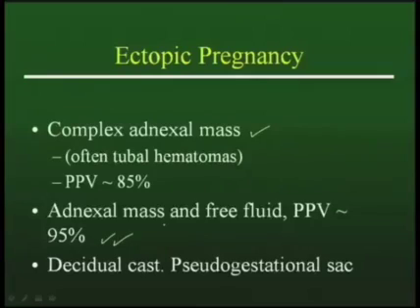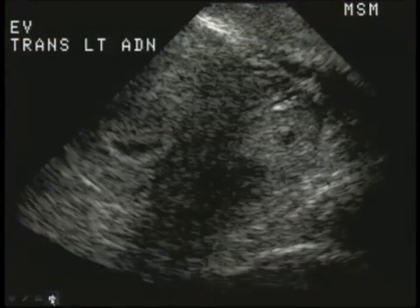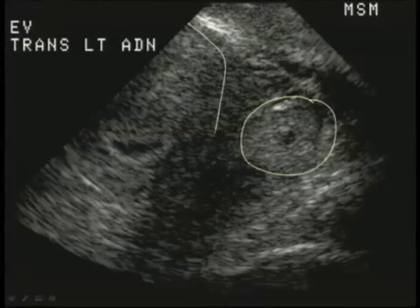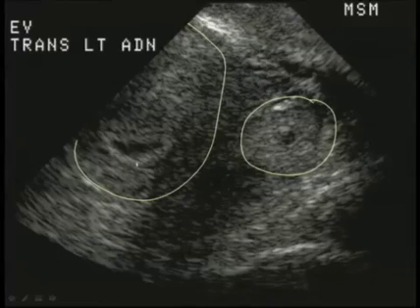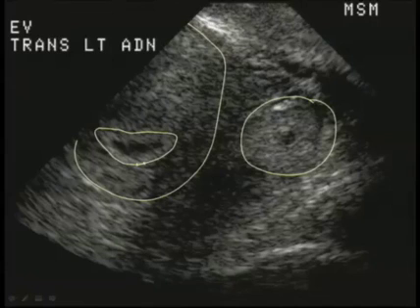Occasionally you'll see reference to the decidual cast or the pseudogestational sac of pregnancy. The pseudogestational sac occurs in the setting of ectopic pregnancy and represents a sloughing of the decidua into the uterine cavity. Here is an example of that. Here is the ectopic pregnancy out in the adnexa, and within the uterus you have a small amount of fluid that could feasibly be mistaken for a gestational sac, but simply represents a sloughing of the decidua within the uterine cavity. Importantly, you will not see the double decidual sign in this setting.